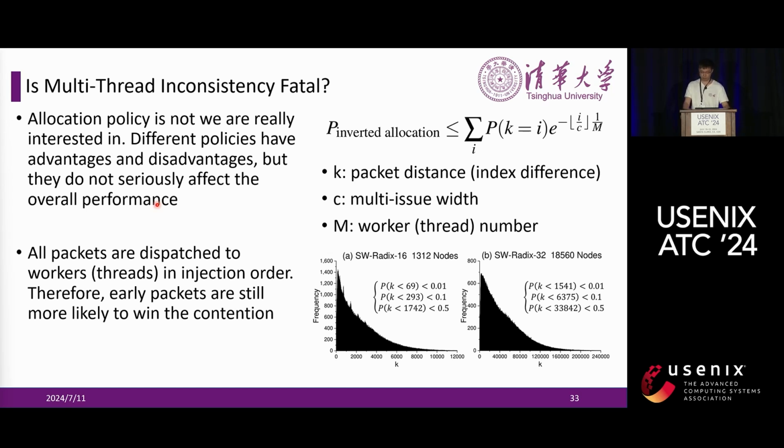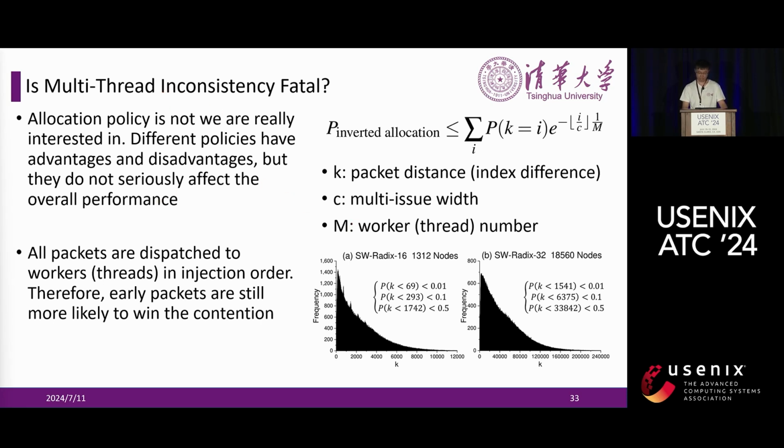But allocation policy is not what we are really interested in. Different policies, such as round robin, first come first serve, and first inject first serve, have advantages and disadvantages, but they do not seriously affect the overall performance. What we are really interested in is other key issues such as topologies, routing algorithms, and collective communication algorithms. If we need to evaluate allocation policy itself, sorry, CNSIM is not applicable.